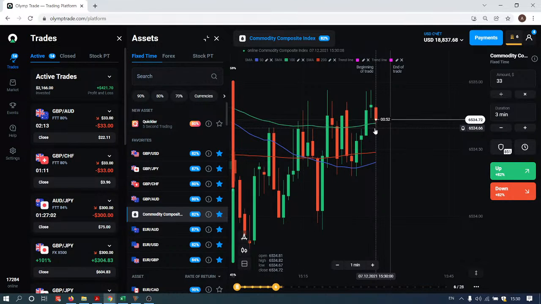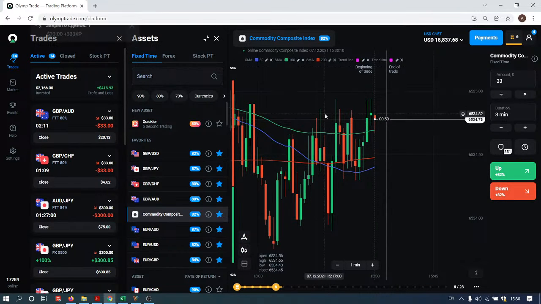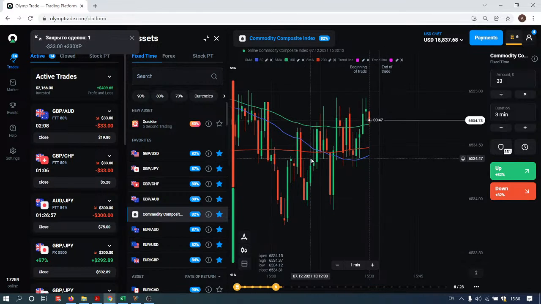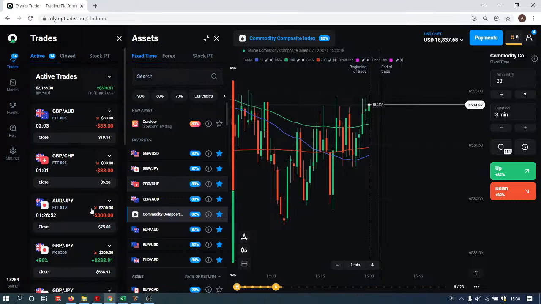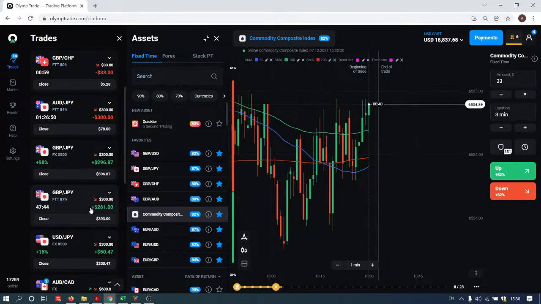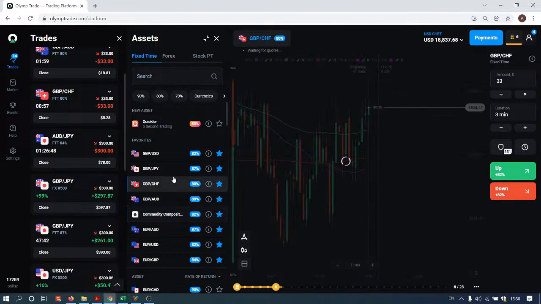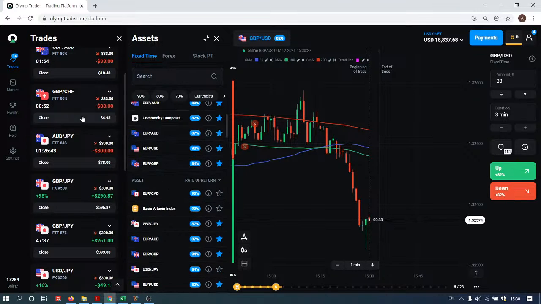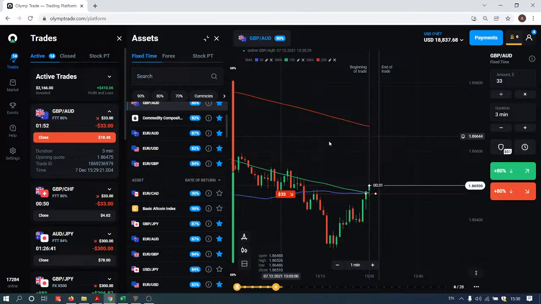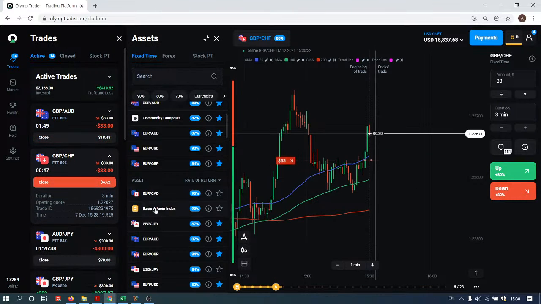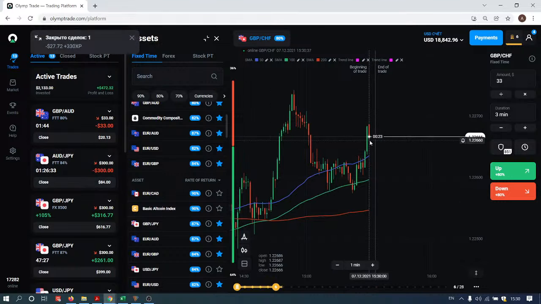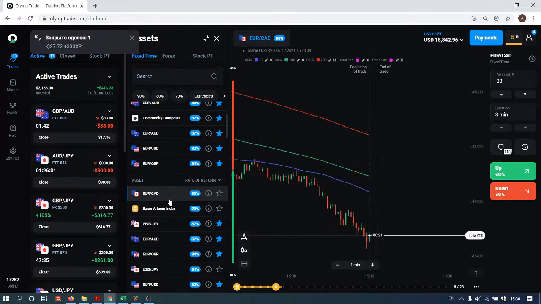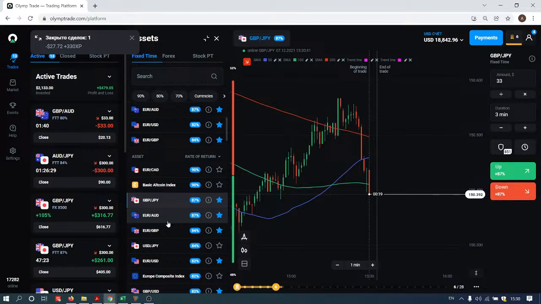All right, guys. No luck with commodity composite index. So one trade with a profit. This next one came with a loss. Okay, I want to cancel this trade. It's not going to be a winning trade. Anyways, I still saved $5.